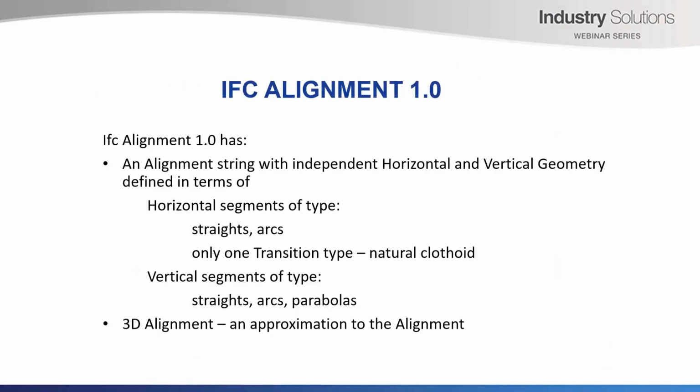And what Alignment 1.0 was is that you just have an alignment string which has independent horizontal and vertical geometry, which is exactly what we all know as an alignment. You could just have horizontal segments of straights and arcs. In this case, they allowed one transition type, which was the natural clothoid, and vertical segments, which can be straight, arcs, or parabolas, and a 3D approximation to the alignment. The idea was that if someone can't read the alignment in, they could at least read in the 3D approximation, which is what we have to do now when we write out an alignment from 12D into IFC2x3. So that was that project.